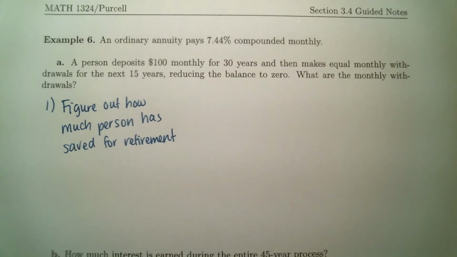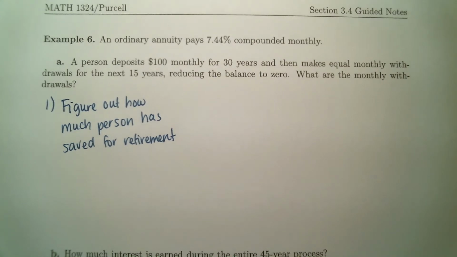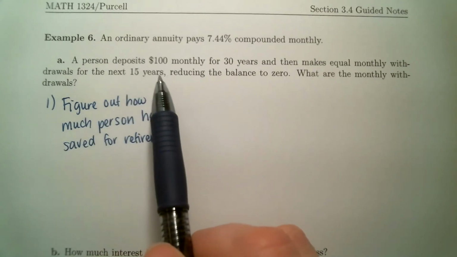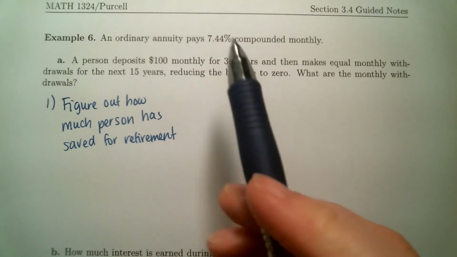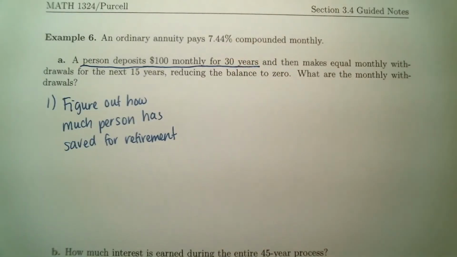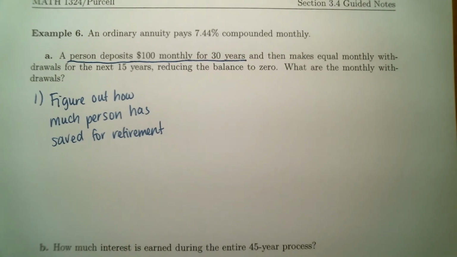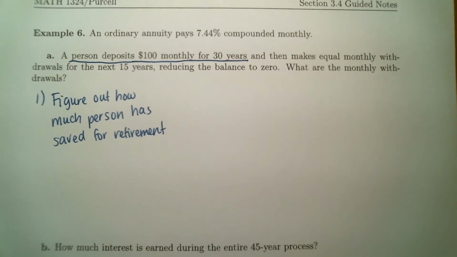So let's work on the first part. I'll probably have to go to a separate sheet of paper because this is going to be much longer than the amount of space I gave you. So let's deal with the saving aspect. It says a person deposits $100 monthly for 30 years, and that's about all it says for the saving part, because after that it talks about the withdrawal part.